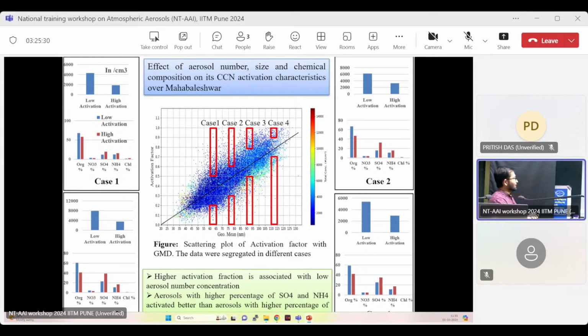So this is another way to show how hygroscopicity or size can influence your activation. Here we try to show the activation fraction. You can consider it as the activation fraction, that is basically CCN divided by total number concentration, versus geometric mean diameter. Have you heard about geometric mean diameter?